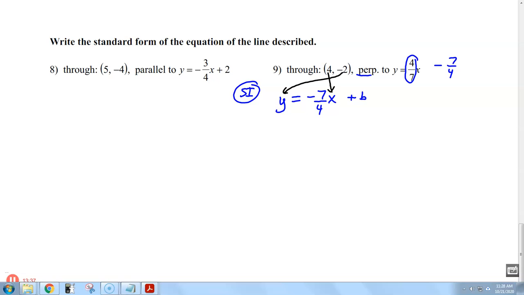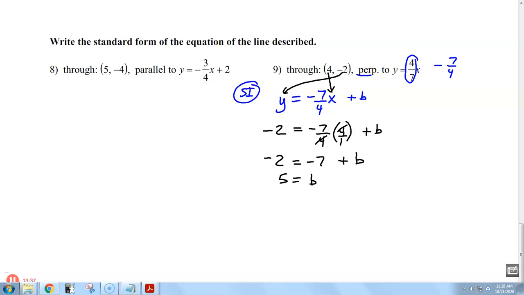Boom, boom. I got -2 equals -7/4 times 4, which is pretty nice because some things are about to cancel. Finally, catch a break. -2 equals, these are going to cancel out, and I'm going to get -7 plus b. Where did I put that x back in there? I substituted. It's gone. Going crazy. So then to get b, I add 7 to both sides, and I get b equals 5.